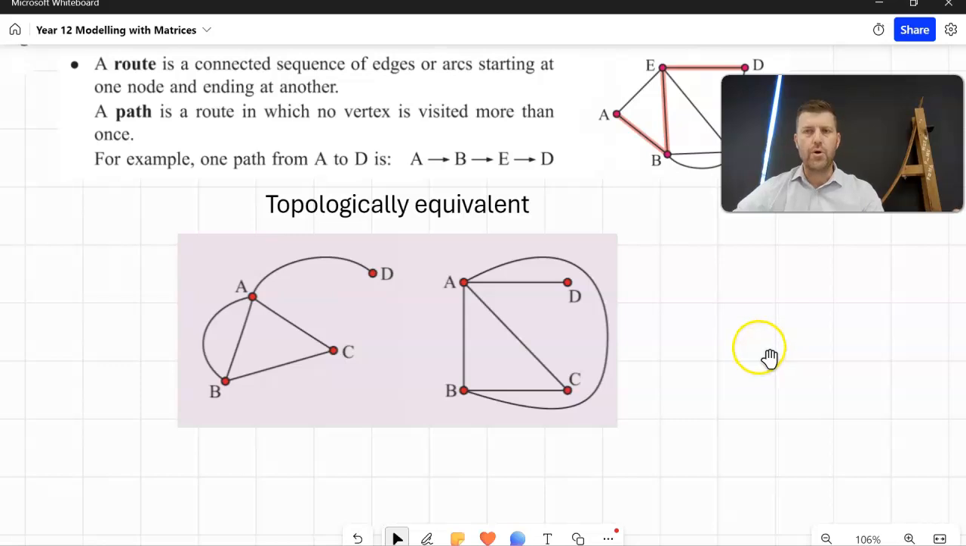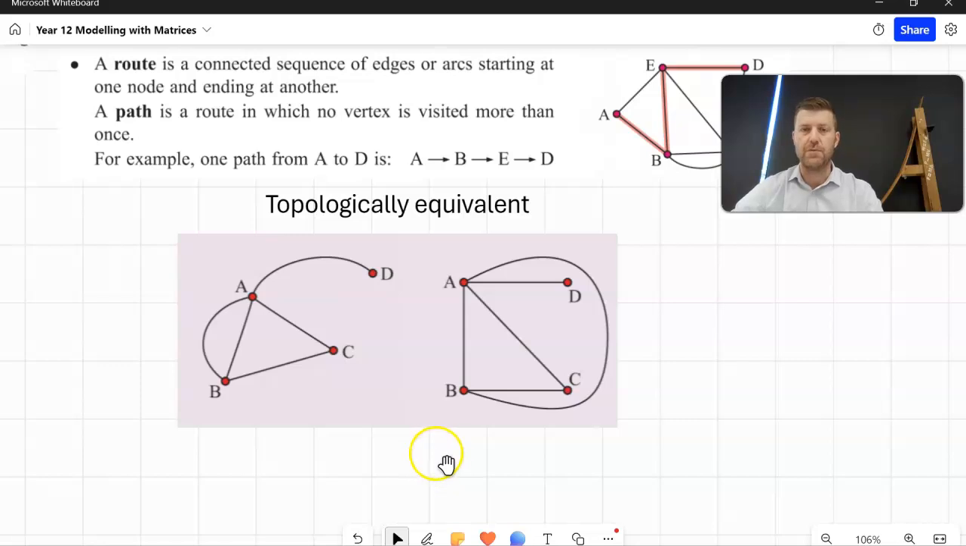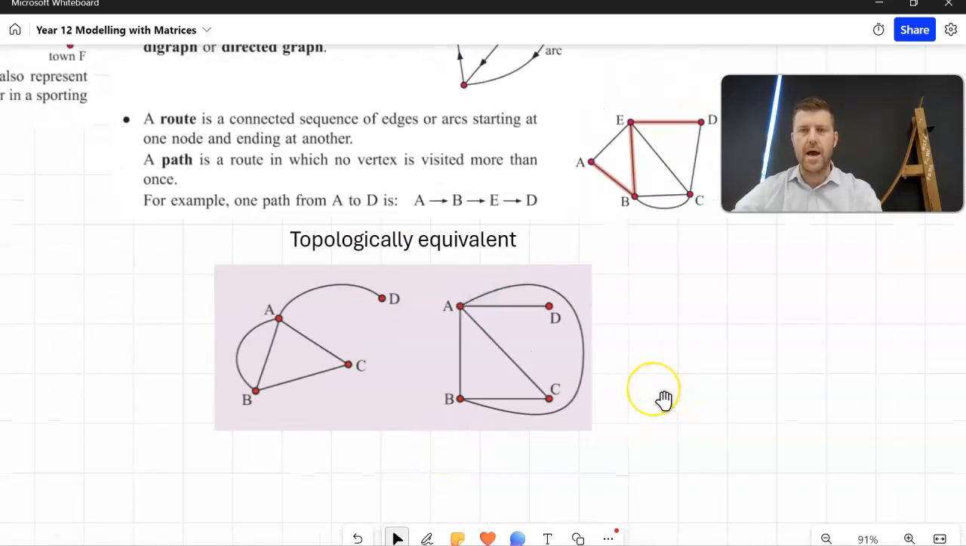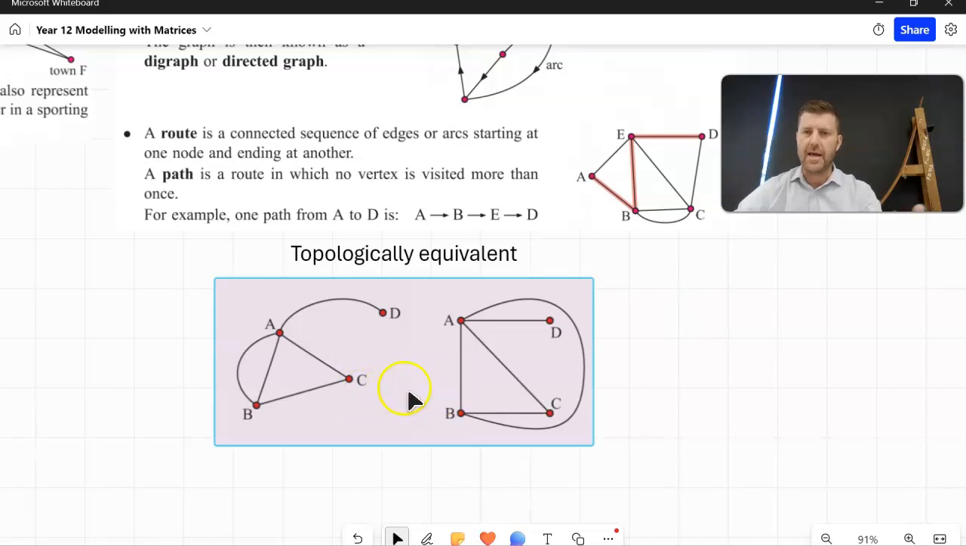So although you may draw a network differently, it may look different to the answers that you're looking at, it may well be equivalent if it's showing the same number of edges to and from a node. All right, so don't get too caught up on how your network looks. If you're drawing one, it doesn't look exactly like the person next to you or the back of the book. They can be equivalent even though they don't look the same.